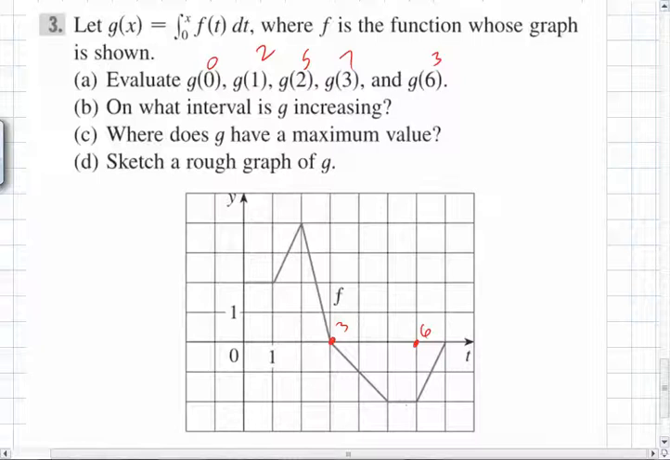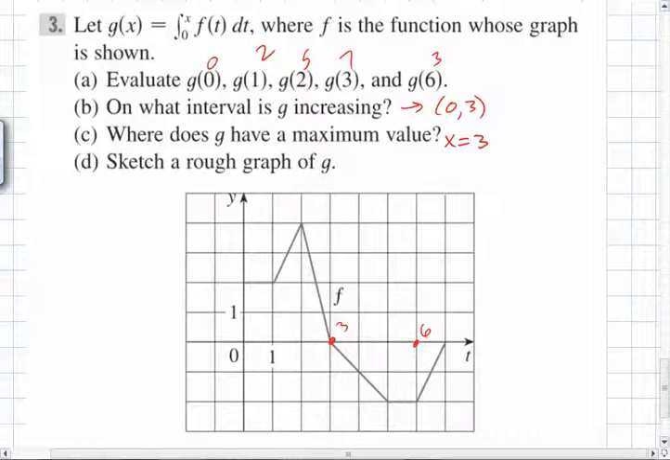It's fine. Where is G increasing? From 0 to what? 0 to 3. Yeah. It's from 0 to 3 because afterwards it's losing net change. The net change is becoming negative. Where does G have a maximum value? T equals what? Yeah, you can say x equals 3. You know, it's actually, you're right. It's x equals 3 because you're integrating on x.